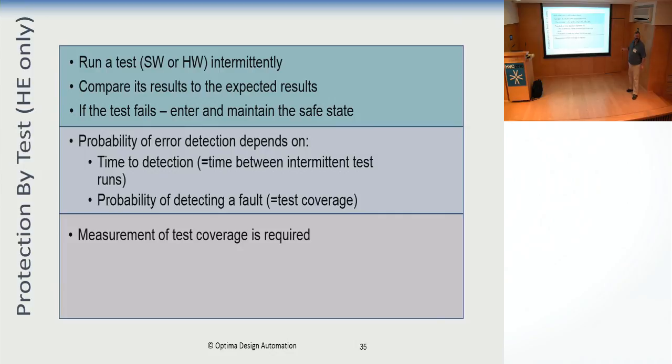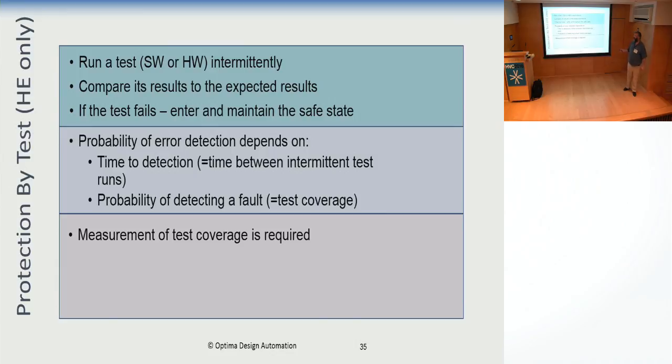Alternately, if you're thinking about hard errors, you need to test. So basically, you run a test, a software or hardware test, intermittently every so often, and you need to decide how often, depending on how long you can go with a broken system. Typically, you would go like 1 millisecond. So every millisecond, you check your system, and that means that the worst case, you'll be 1 millisecond running with a bad part, and probably that's okay, depending on the specifics. You compare it to the golden result. If it fails, you enter and maintain a safe state, or you do something else that you want to do in case of a problem.